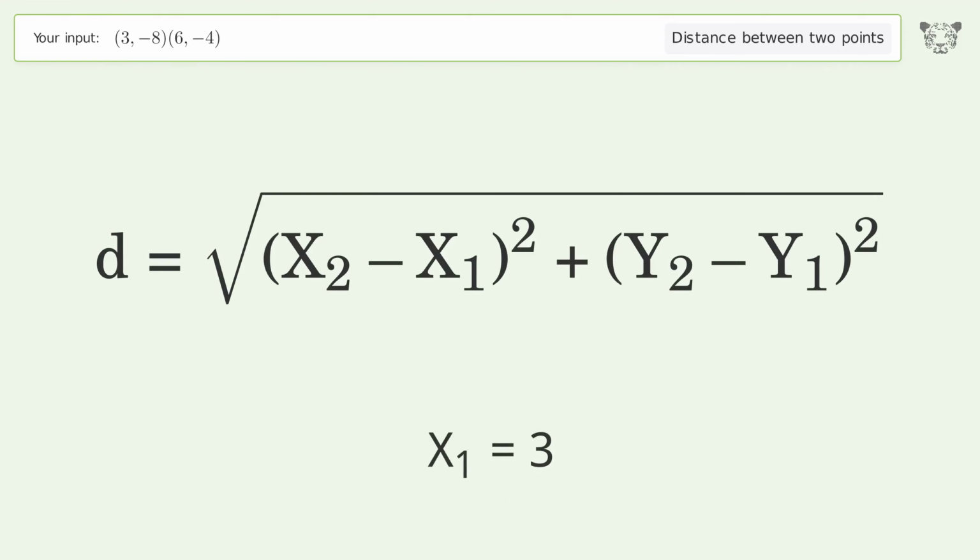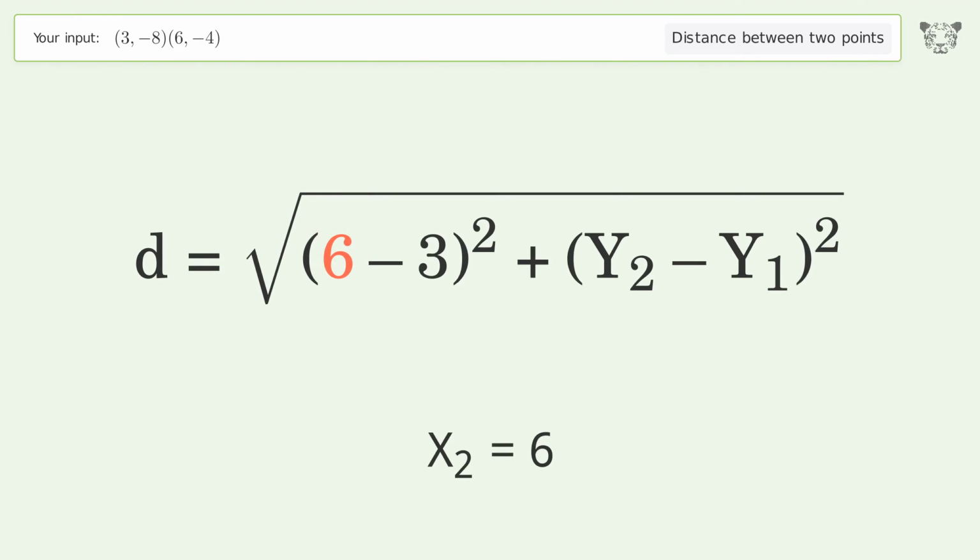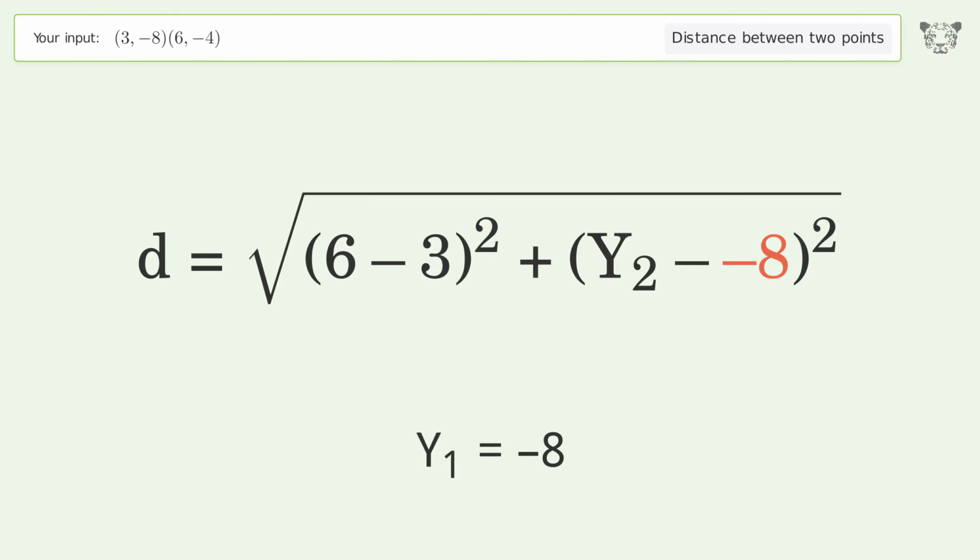x1 equals 3. x2 equals 6. y1 equals -8. y2 equals -4.